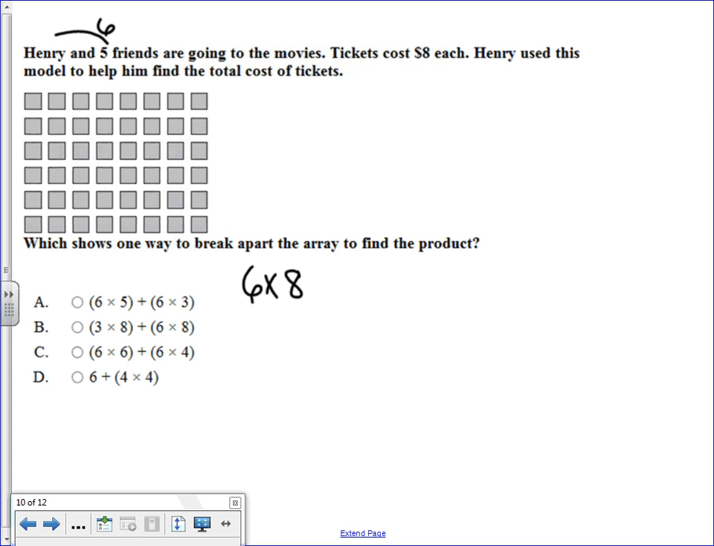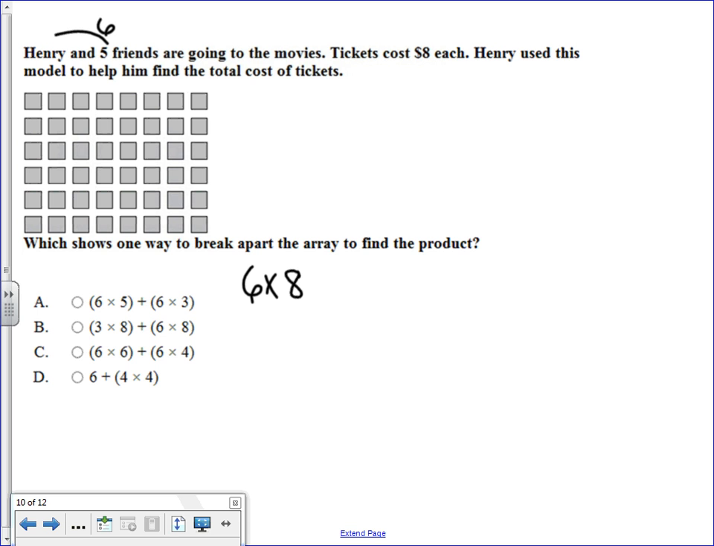But they're asking us to use the distributive property here because they're asking us to break apart the array to find the product. So instead of doing 6 times 8, what's another way to break apart the array? Take a look at those choices and see which makes sense.